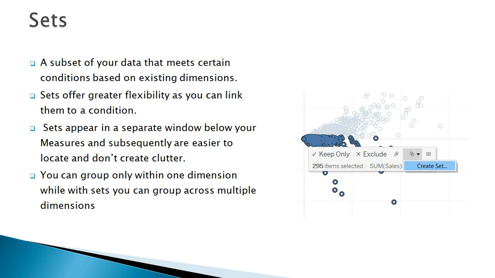Sets appear in a separate window below your measures and subsequently are easier to locate and don't create clutter. You can group only within one dimension, while sets can be grouped across multiple dimensions. These are the points where you have to understand the difference between groups and sets. That's what I have mentioned in the slide as well.